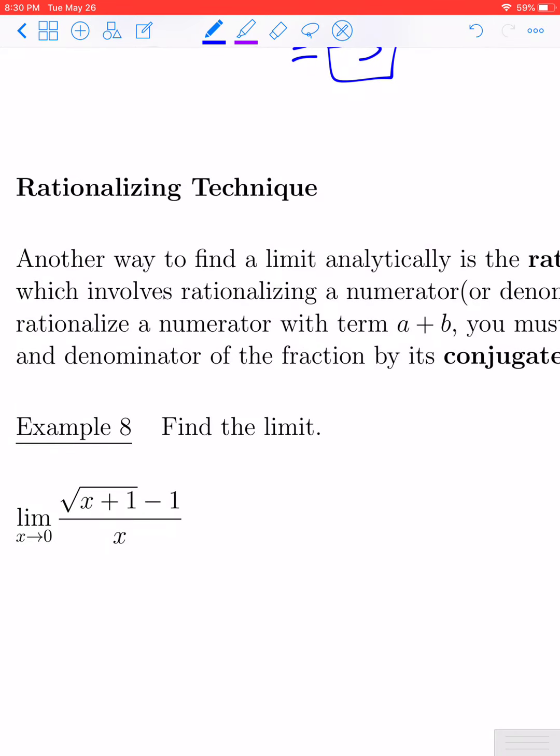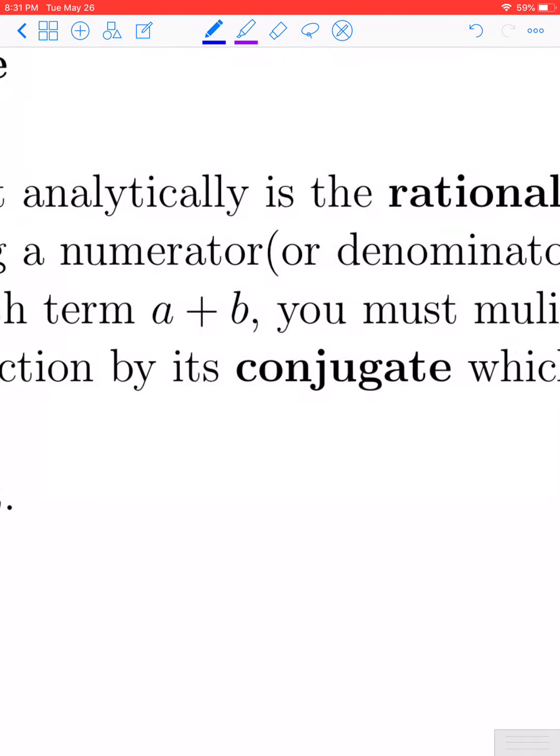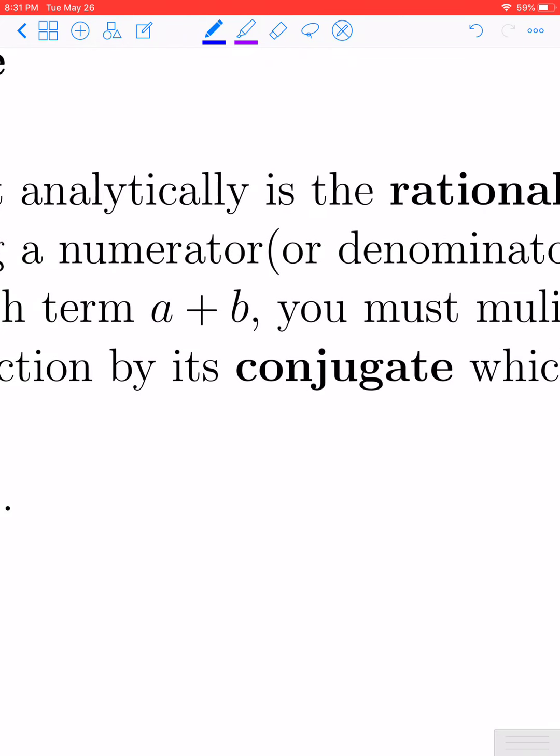Another way to algebraically simplify some of these functions is to use the technique of rationalizing. And we can rationalize either a numerator or a denominator. In order to rationalize, what you would do is multiply by the conjugate. So if we have, let's say, the algebraic term a plus b, its conjugate is a minus b, and vice versa. You're just changing the sign in between your two terms.